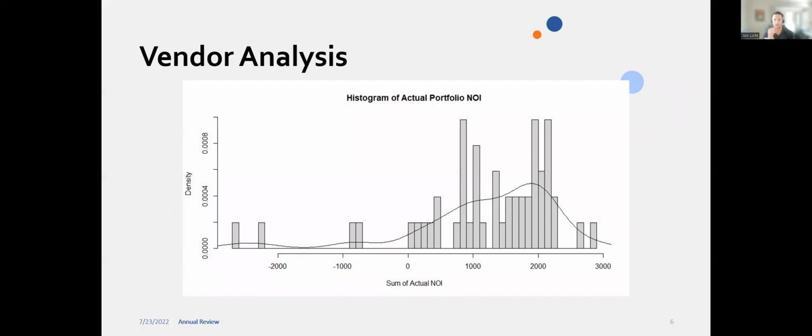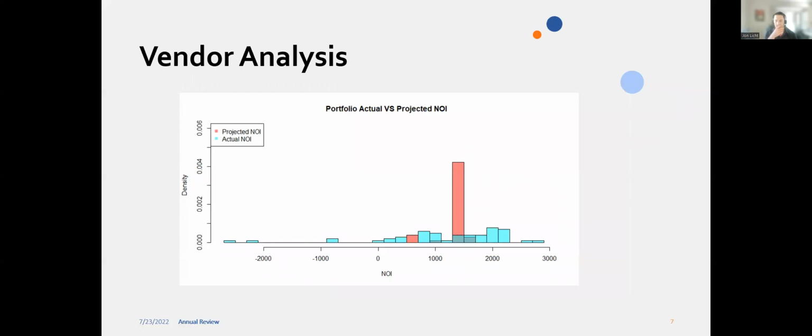So the first thing I did when taking a look at vendors, basically, did I get what I was promised, is I just wanted to take a brief look at the volatility. So we can see here, this is net operating income, and it's kind of all over the place. So this is worse than I expected. So I definitely wanted to dig into this more.